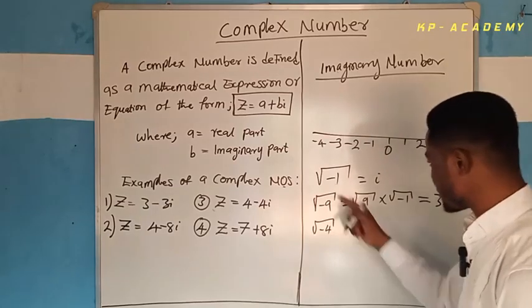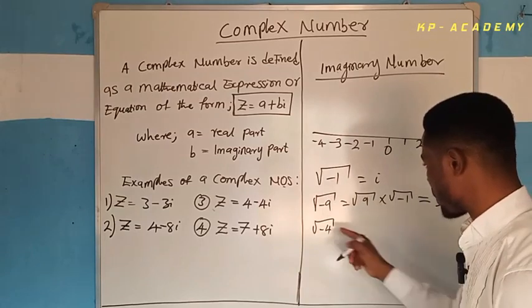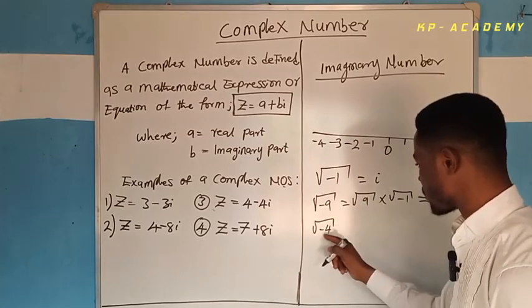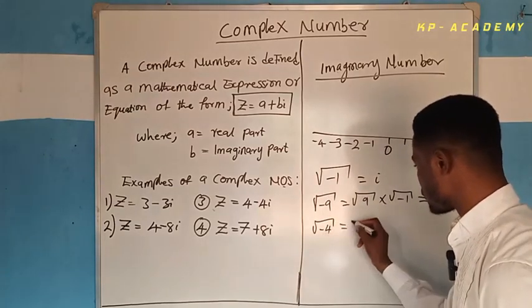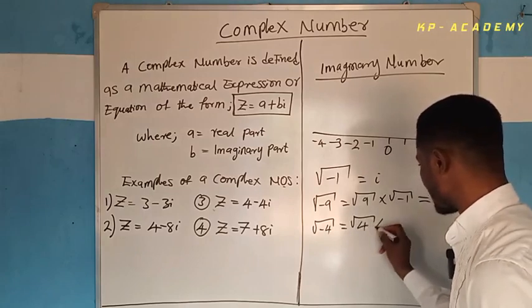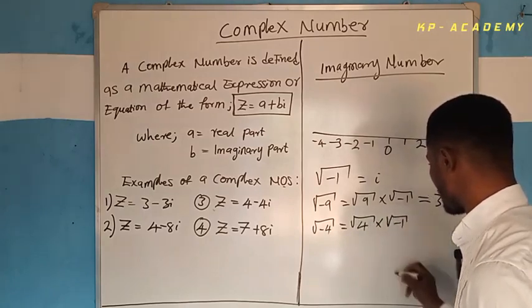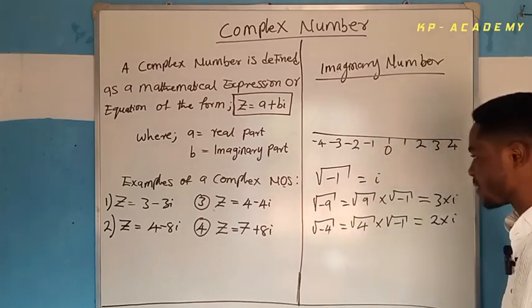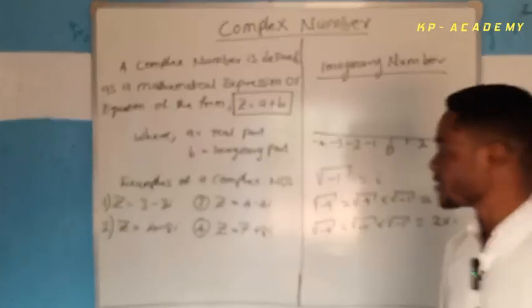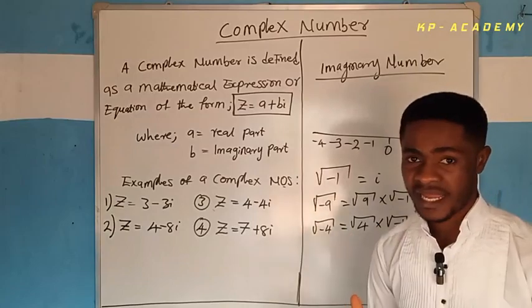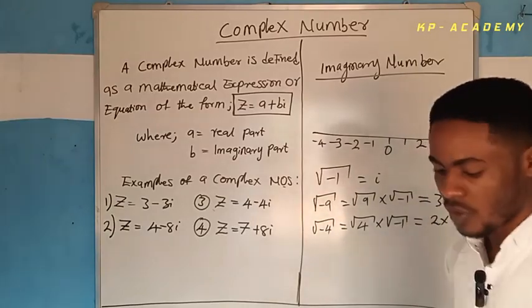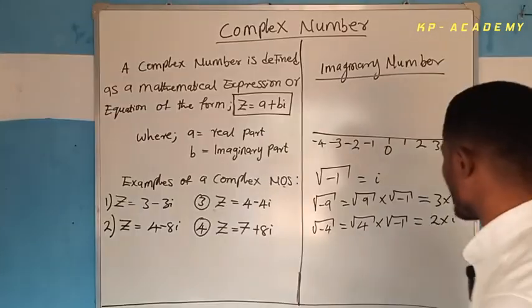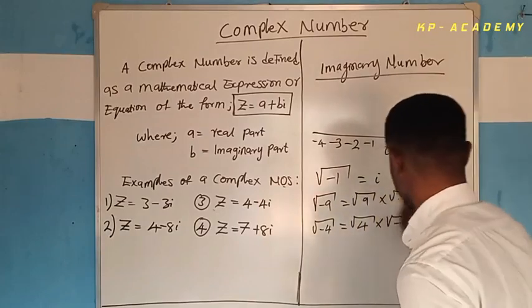And as for this, since the square root of minus 1 is equal to i, we can also say that the square root of minus 4 is equal to the square root of 4 times the square root of minus 1, which gives us nothing but 2 times i, which is 2i. So in the whole thing, whenever we see i, it simply means the square root of minus 1.